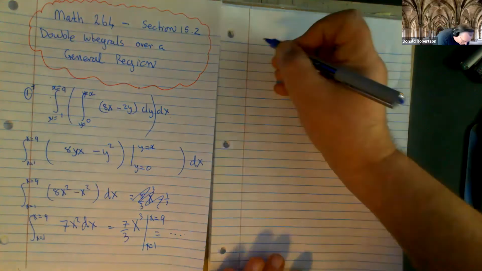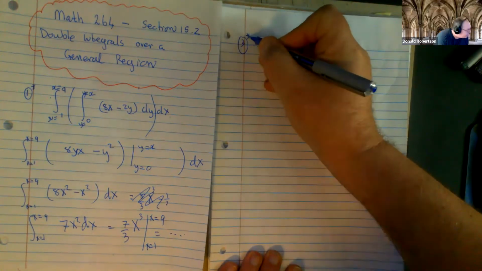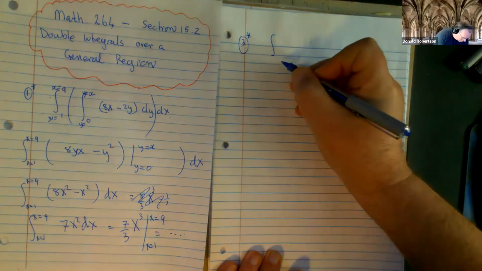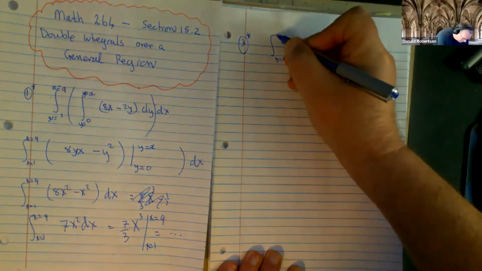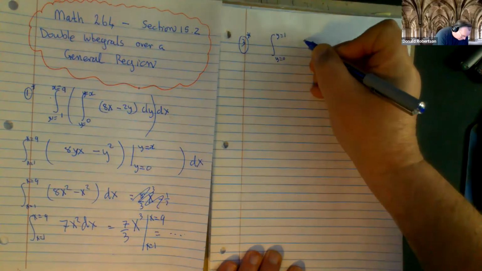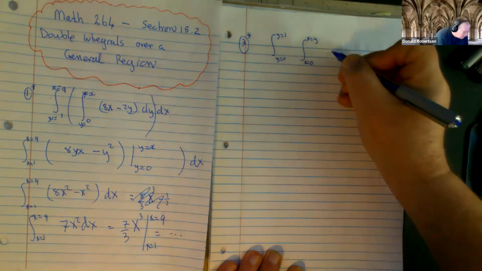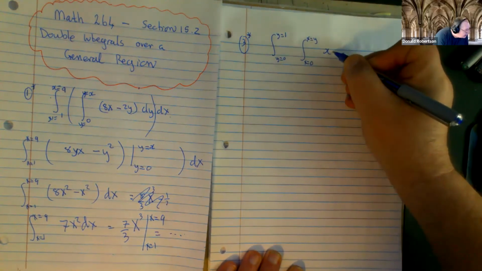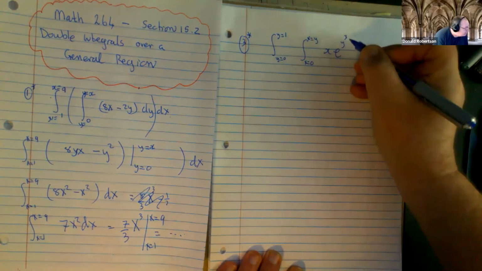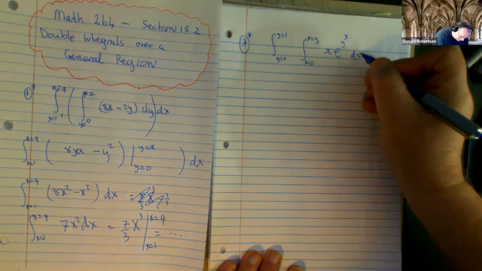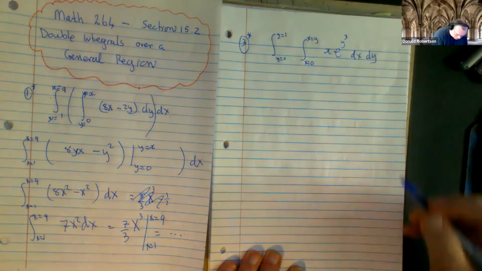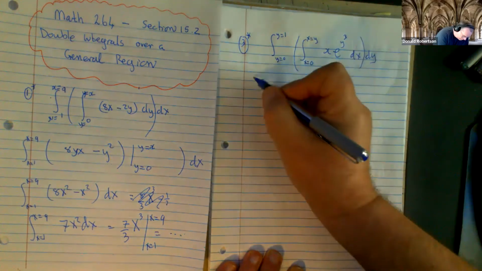Let's try number 3, or a version of 3. We're going to do y equals 0 to y equals 1. We're going to do x equals 0 to x equals y. And the guy we're going to do is x e to the y cubed dx dy. So I'm going to do that guy first.